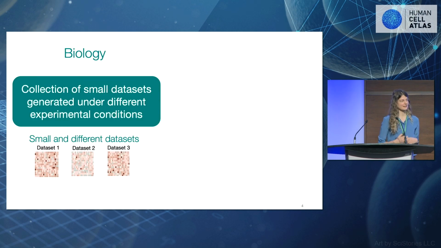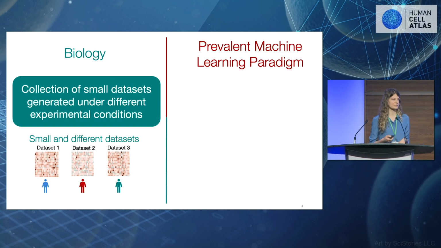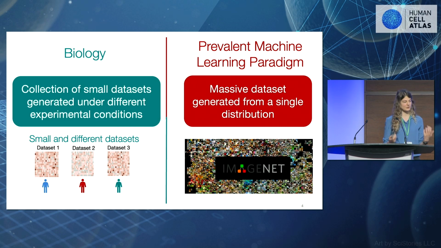The first difference is that in biology, we are often faced with a collection of small and different data sets that are generated under different experimental conditions. For example, data sets may be generated from different tissues, species, or individuals that suffer from different disease states. However, in our prevalent machine learning paradigm, we typically assume that there is a massive data set that is generated from a single experimental condition, or in machine learning language, from a single distribution. And this presents the first major difference between biology and our prevalent machine learning paradigm.